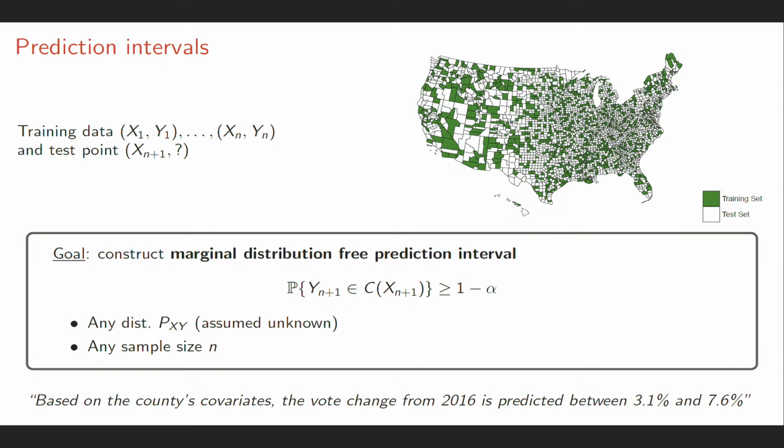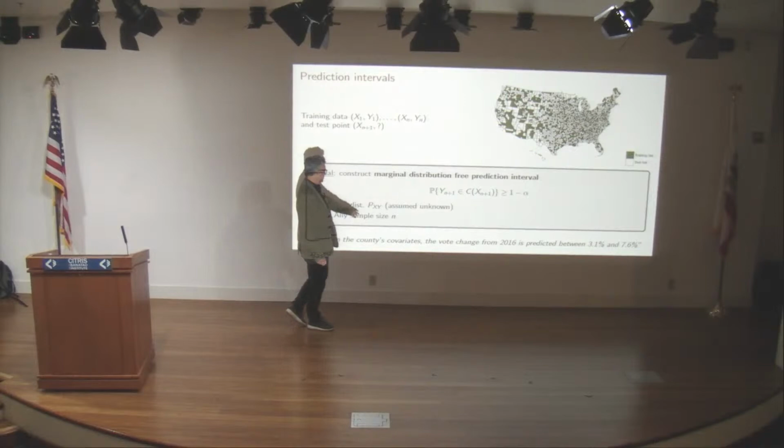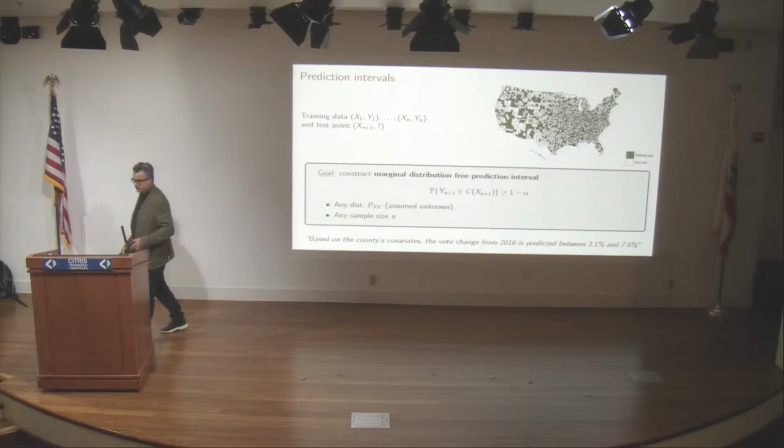This is a talk for people who already know a little bit about conformal inference, but if you do not, what we want is for this to be true no matter what the underlying distribution P of XY is, which is assumed to be completely unknown, and for any sample size N. The first time you see this, you say, well, that cannot be done, because I have no model. I don't want to assume anything about the data generating mechanism or the dimensionality. But in fact it can be done, and we'll see that you can do it quite well.